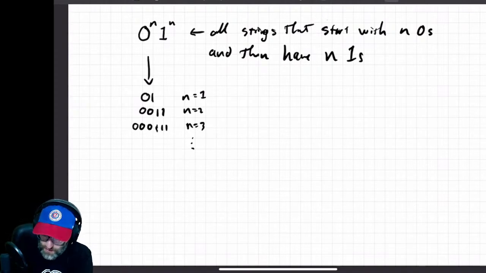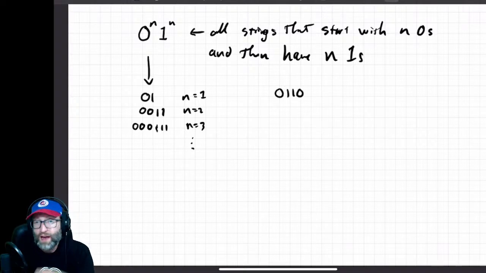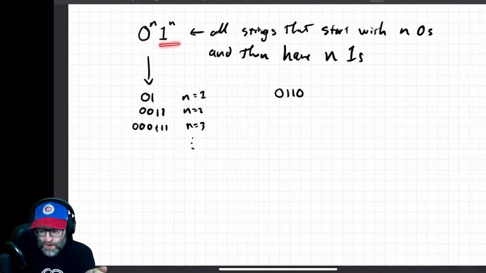Some things that are not in the language, of course, would be 0, 1, 1, 0. Even though it has an equal number of zeros and an equal number of ones, it's not going to be in the language because it doesn't follow this pattern. All the zeros have to come first, and then all the ones have to come after. Right? It's a very, very simple language. But there's a theorem that says no finite state automaton defines this language.